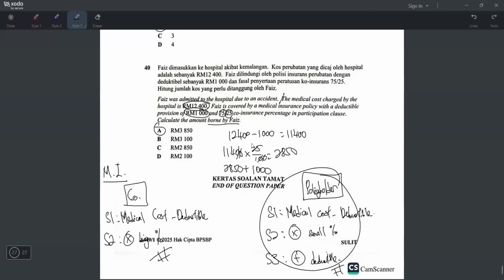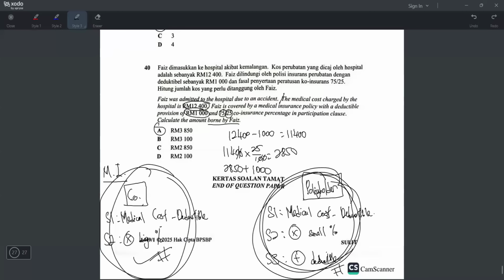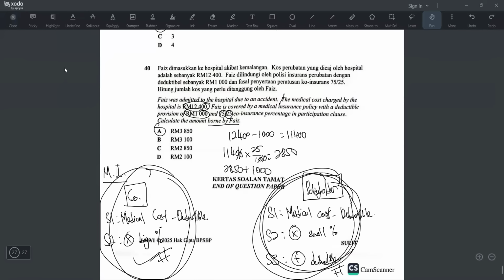Okay. The reason why it looks so easy when I do it is because I have all this memorized. I have all this in my head. So when I do it, it's like very simple lah. So if you all are weak at the medical insurance soalan, just remember this, and you are good to go. You can solve any medical insurance question if you just know these steps. Okay, this one and this one. Right?